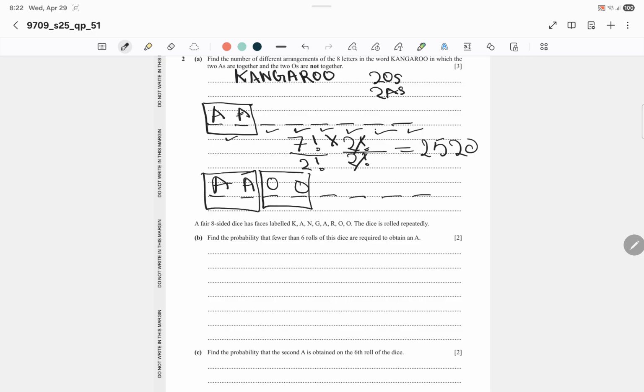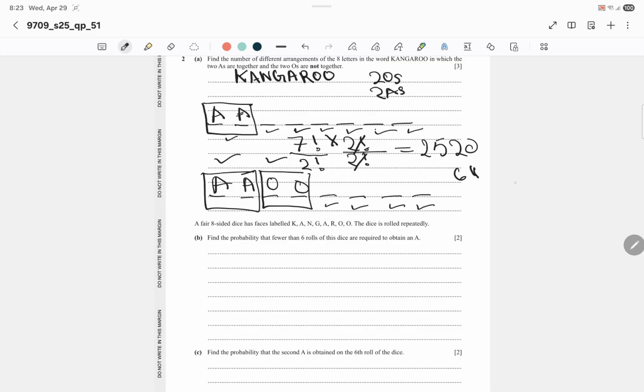We take both of this as 1. So 1, 2. This is we take them as 1 unit. We take this as 1 unit. 1, 2, 3, 4, 5, 6. So we get 6 factorial. Just 6 factorial. Nothing else really. Okay. So if we subtract this, 2520 minus 6 factorial, that is the answer.